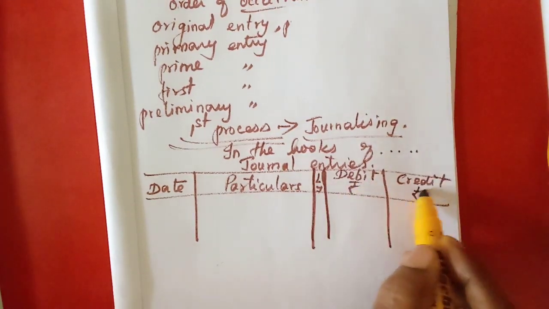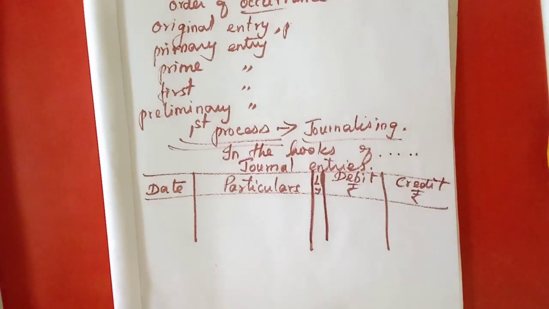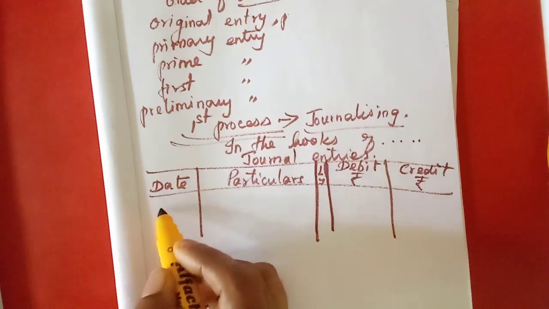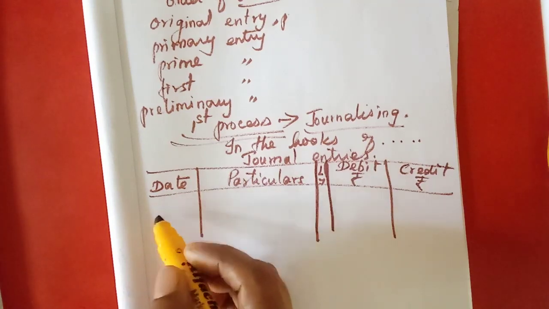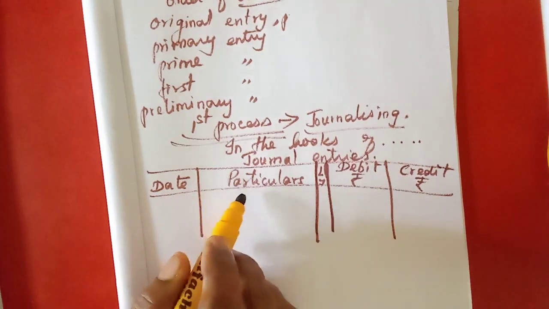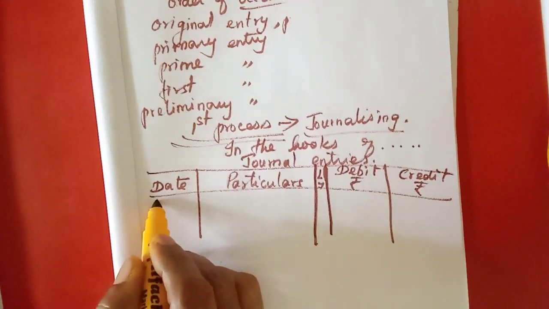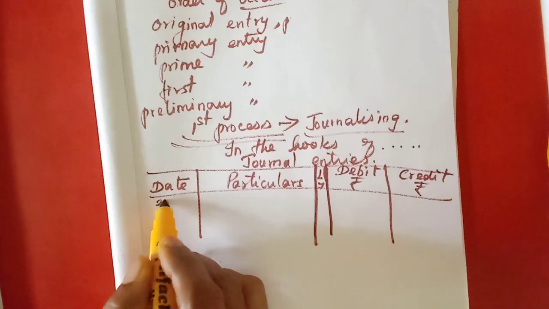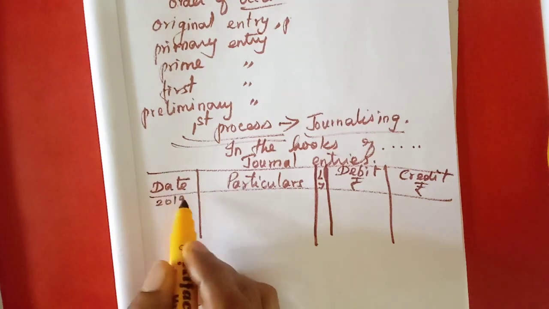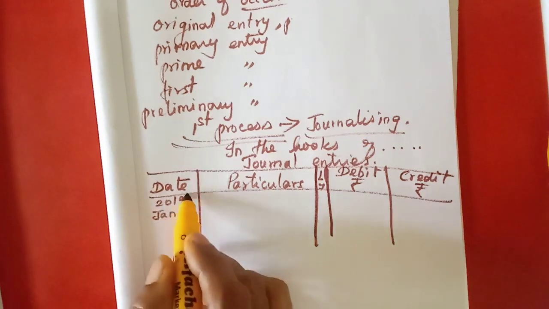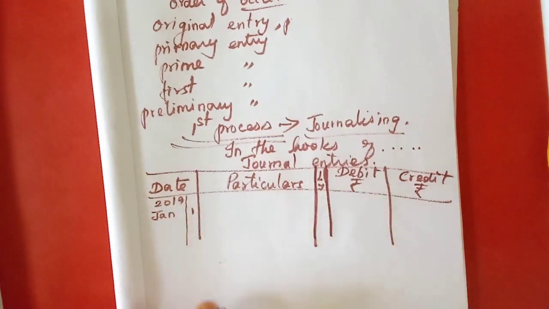Debit, credit, then we should write rupees. Our currency, Indian currency, is rupees. So, the rupees symbol we need to write. Okay. Then in the date column, how do we need to write? Date of the occurrence of that transaction. First we should write the year. Okay, now 2019. Then January, the month. Then one small column will be there. There you should write the date 1.